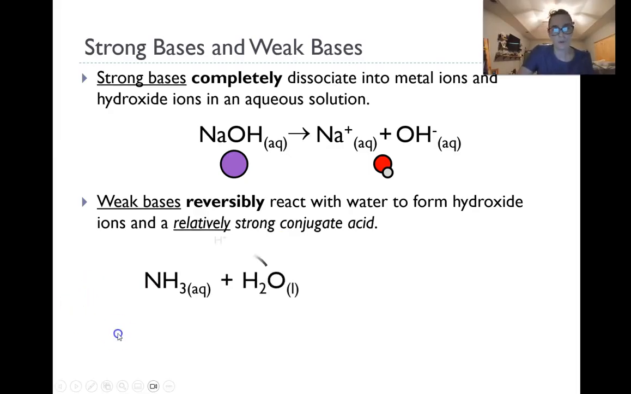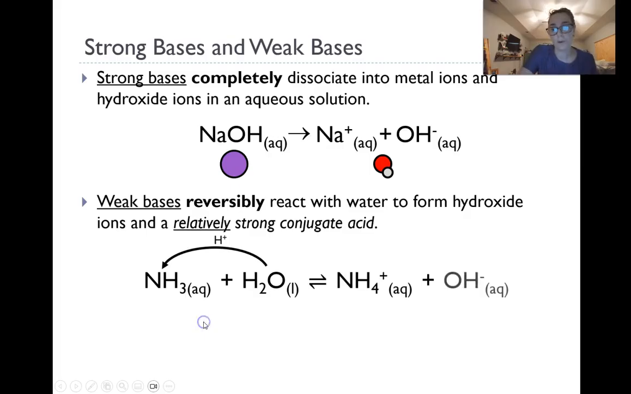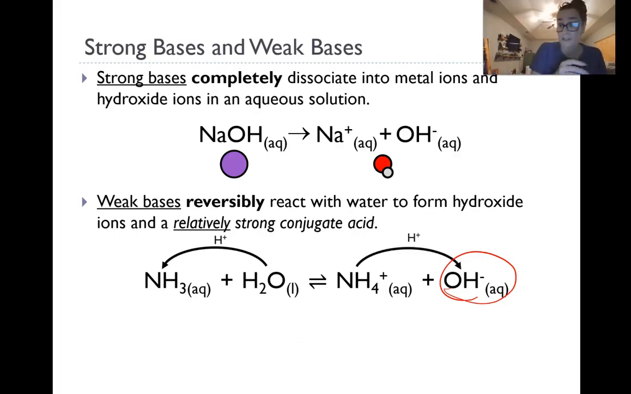So for example, we have ammonia, which is a weak base. It is acting as a base because it accepts that proton from water to form ammonium and hydroxide. And of course, it's a base because it's resulting in hydroxide ions in solution. That is the definition of something that is basic, according to Arrhenius. So whenever it accepts that proton, this is the base here, right? So ammonium is the conjugate acid.